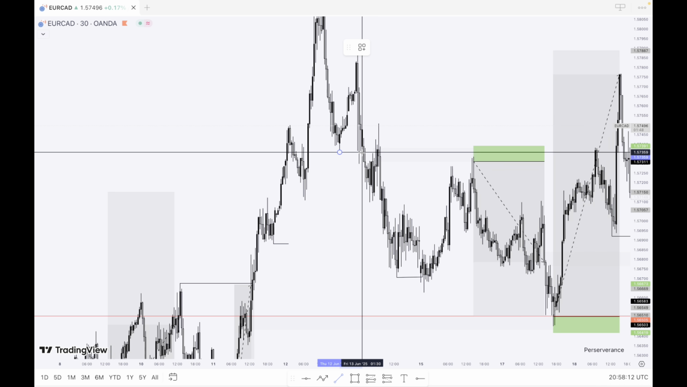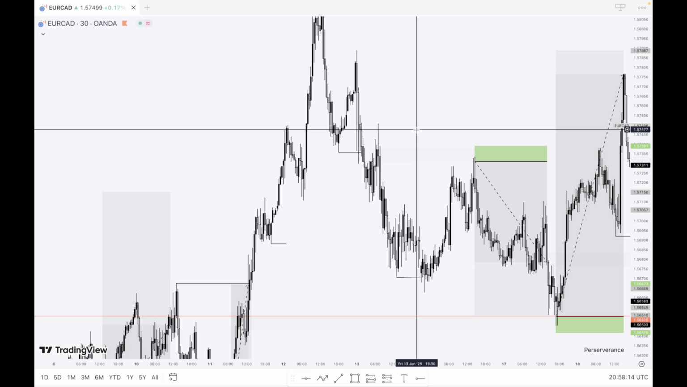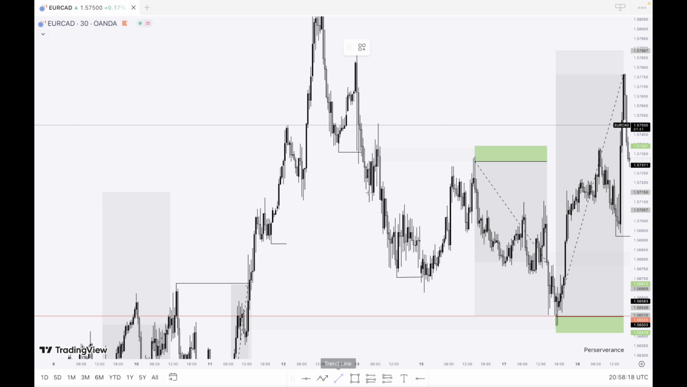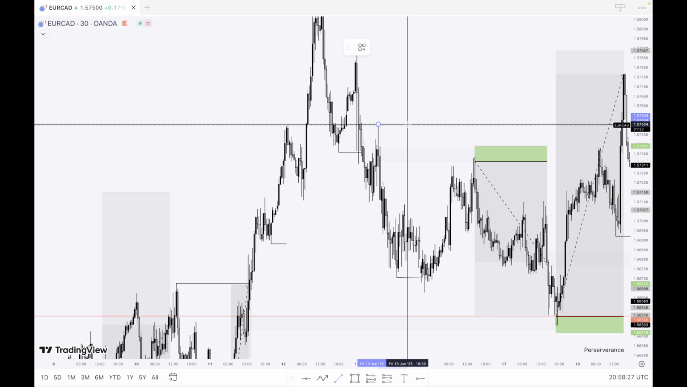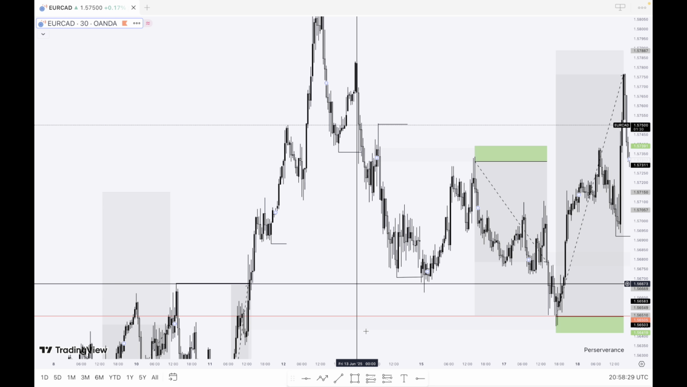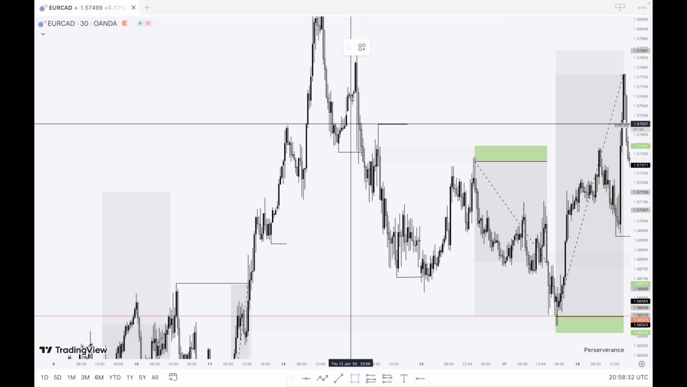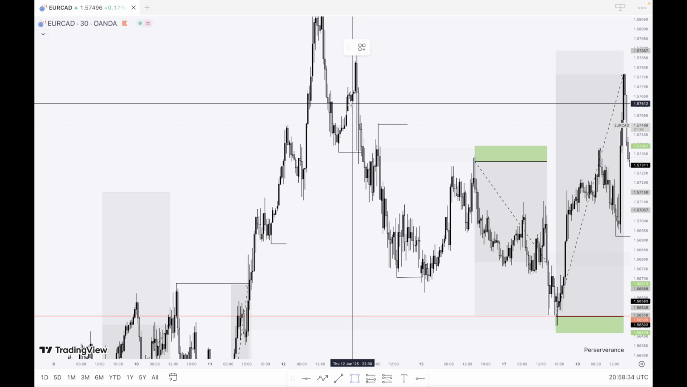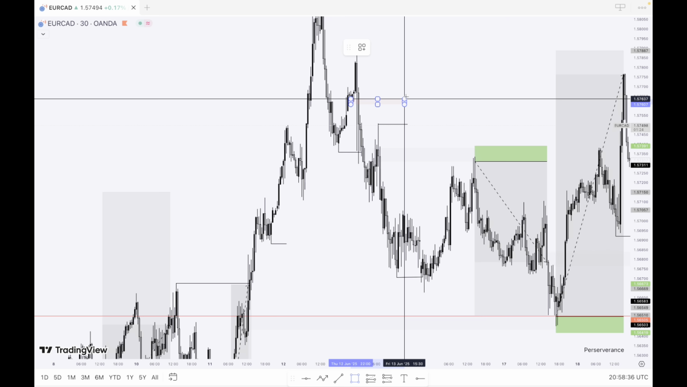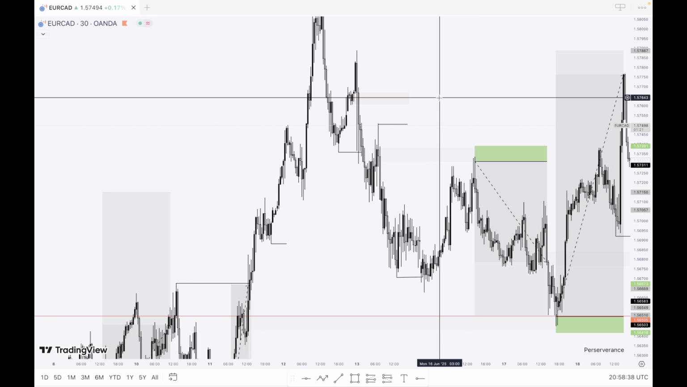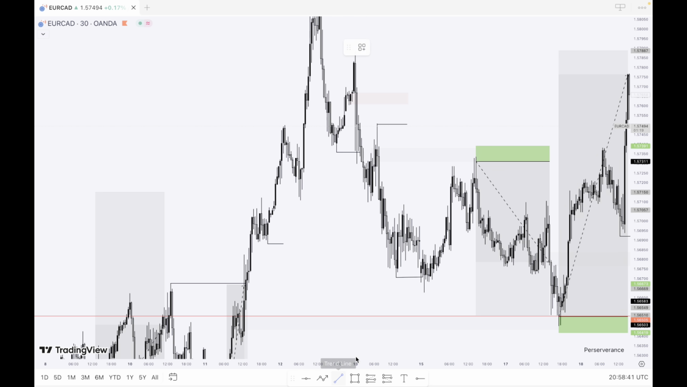We add a change of character here. All right, now after that change of character, we add our first pullback, which means the first pullback after a change of character or break of structure is the inducement, which means this one is our inducement. And then we add a breaker block here. Remember I said a breaker block is a failed order block. We add a breaker block here, right? And then we add a break of structure.